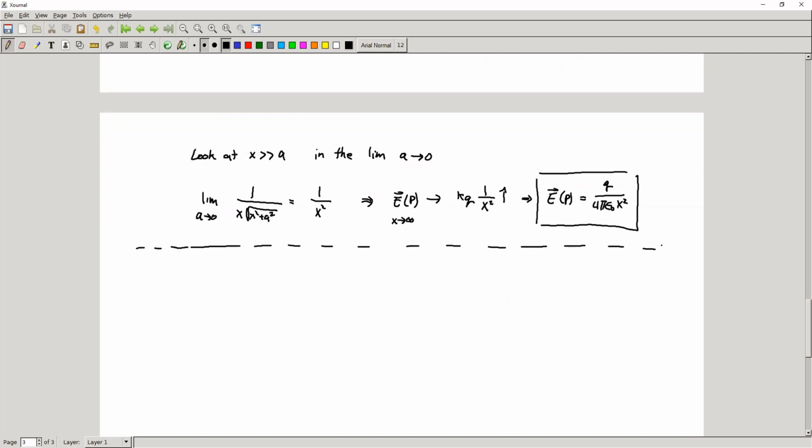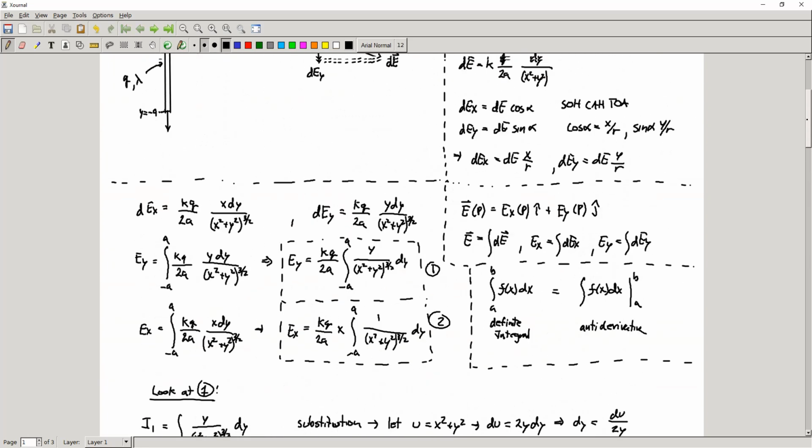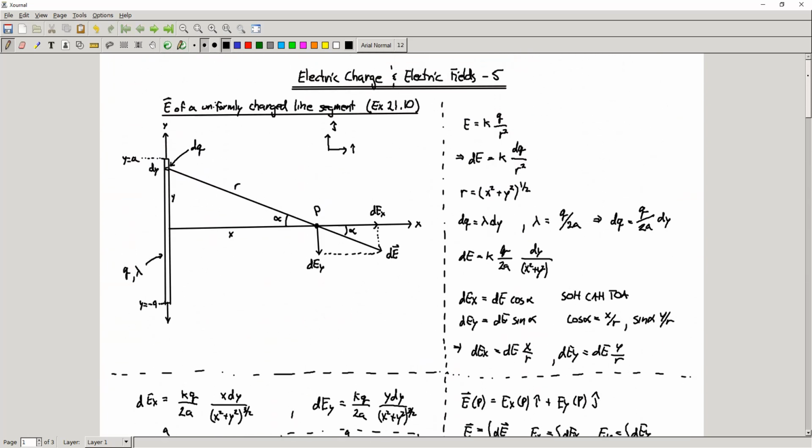And so what if we let a get very, very long? What are we sort of doing when we let a get very, very long? Let's scroll back up to our diagram. If we let a get really, really huge, we're in a sense letting x get very, very small. We're moving our way up towards an infinitely long charged line segment, right?